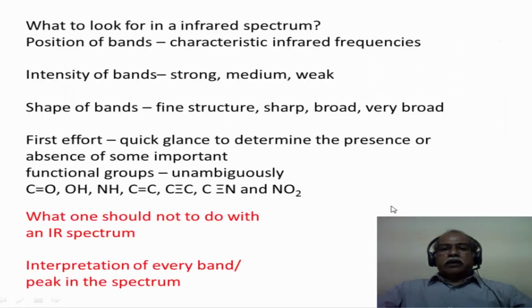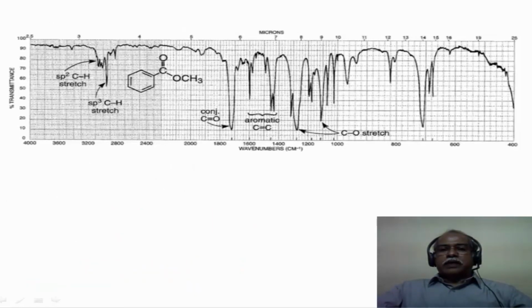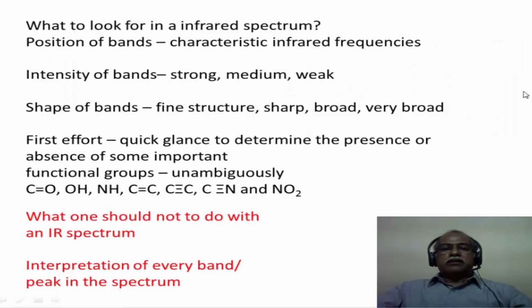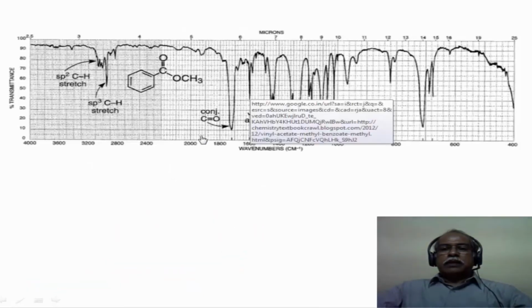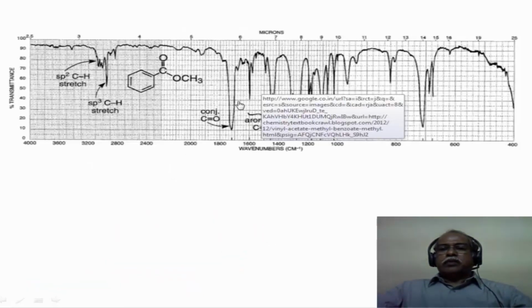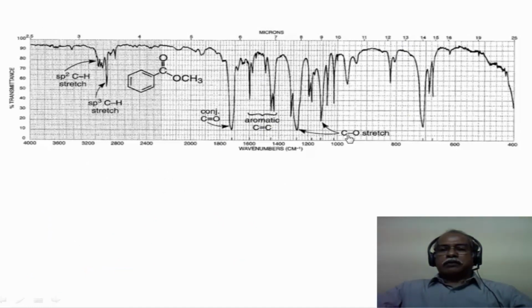Now, what are we looking for in an infrared spectrum? The infrared spectrum is fairly complex. To interpret every one of the peaks in the spectrum is a humanly impossible or very time consuming task. So what one looks for is first the intensity of the bands. Are they strong bands, medium bands, or weak bands? For example, this would be a strong band, this would be a medium band, and this would be a very weak band, which is a shoulder band, for example.